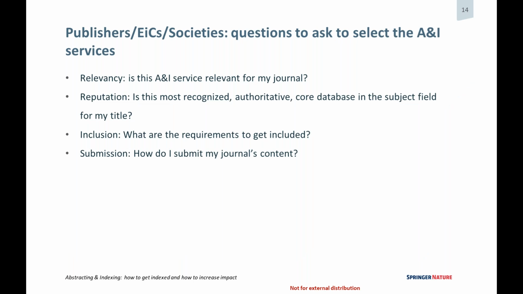Okay, so what are the important questions that the publishers, societies, and EICs should be asking of ANI services? So number one, make sure that you are selecting the database, of course, in partnership with the ANI services at Springer Nature, regarding relevancy. Because if you are not publishing content in astrophysics, there is no point in applying to an astrophysics database system, because then it is not going to be relevant. So number one question is always how relevant this ANI service is to my content.